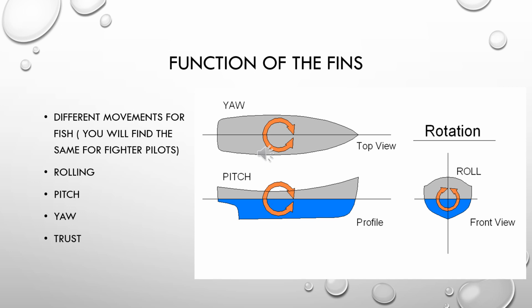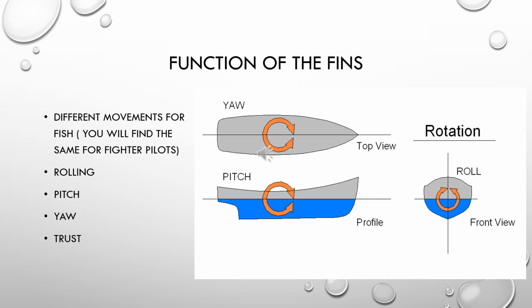Each type of fin has a function in controlling movement of the fish. Different fins control roll, pitch, and yaw, and provide thrust in the water. And we have a little look at the different movements here. Roll is a spinning, turning movement of a fish around its central axis, and it's mainly controlled by the dorsal fin and the anal fin.